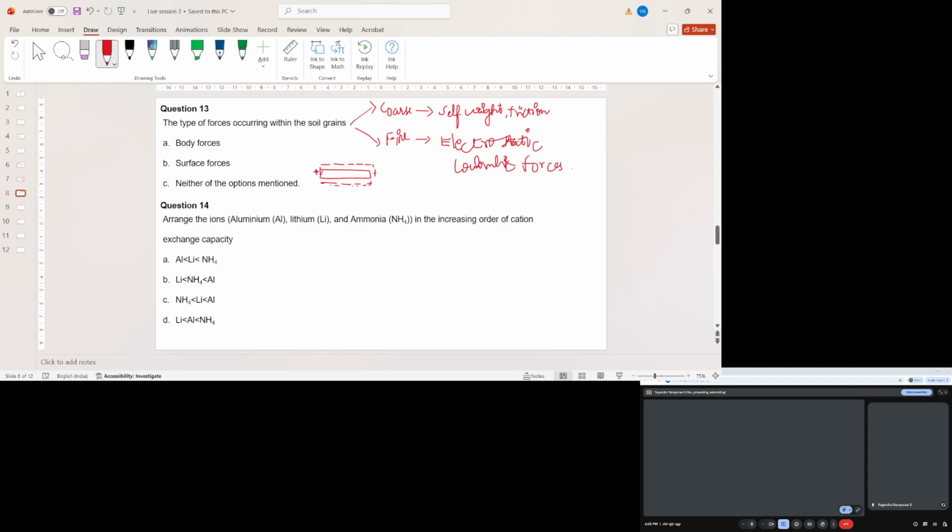Self-weight and friction are body forces. These are surface forces. Right. So coming to the soil, since the question broadly specifies only soil grains, both types of forces occur, body forces as well as surface forces. All right. Now coming to the next question.